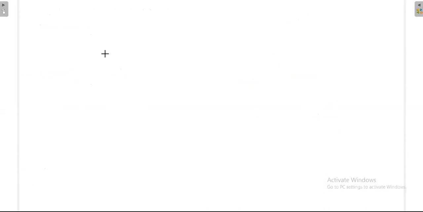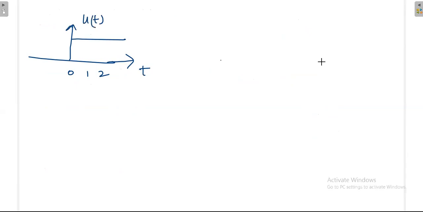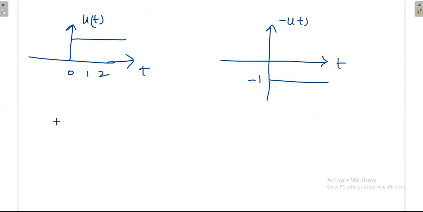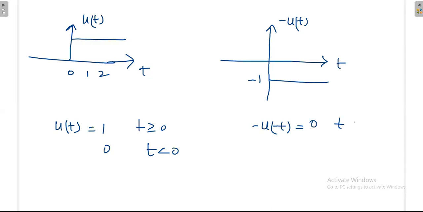Say this is your u of t, then what will be the minus u of t? Okay, minus u of t will be something like this. There is no change in the time, but there is change in the amplitude. Okay, this is denoted as minus u of t. Mathematically, u of t is equal to 1 when t is greater than or equal to 0, 0 when t is less than 0. Here minus u of t is equal to 0 when t is less than 0, whereas it is -1 when t is greater than 0.